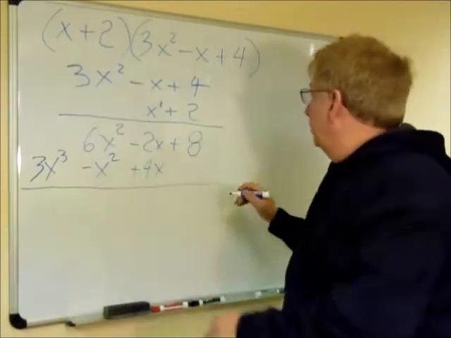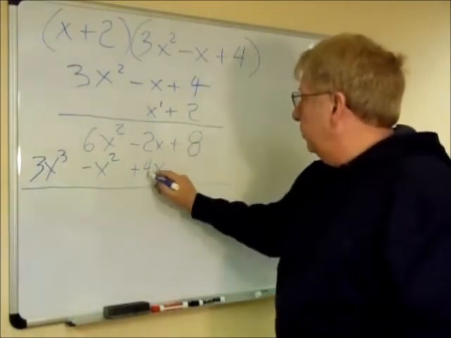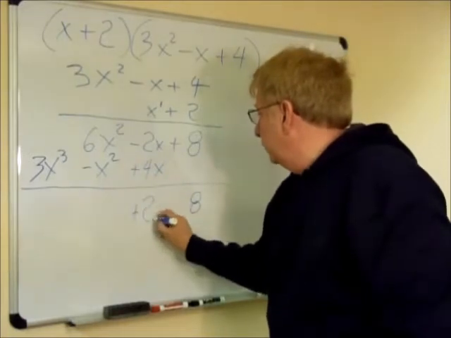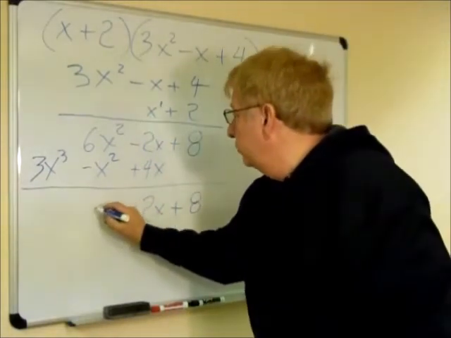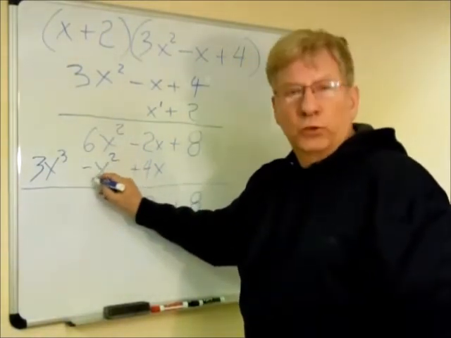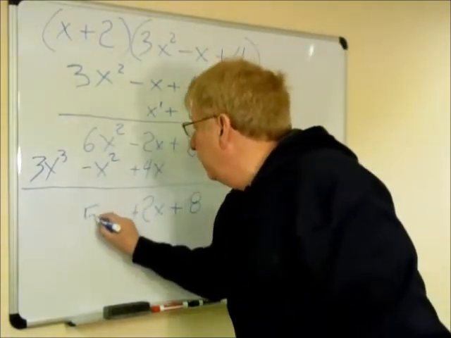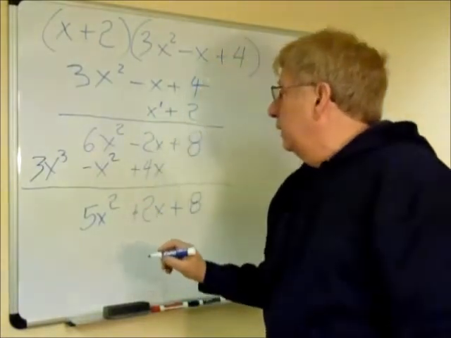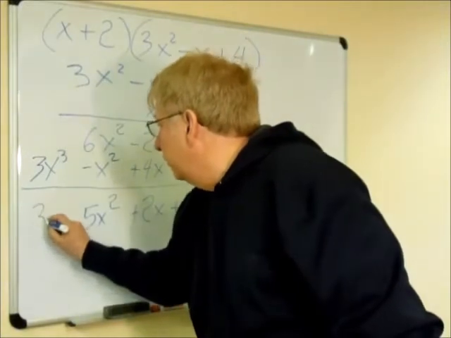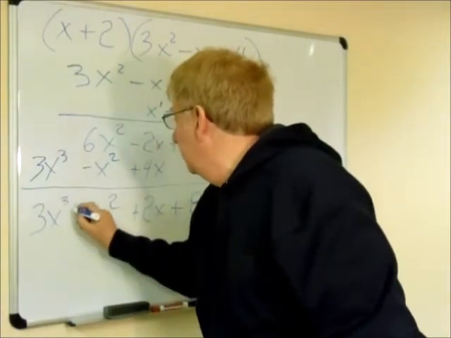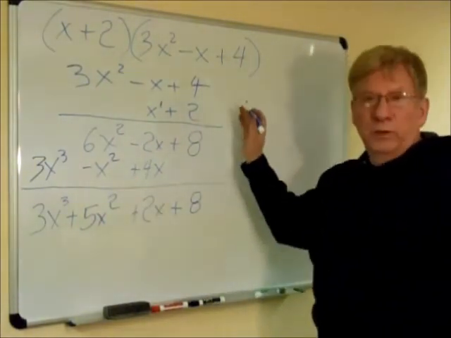And now we just add them up. So we have an 8 down here. We have minus 2x plus 4x, which is plus 2x. We have 6x squared minus x squared; x squared has a coefficient of 1, understood. So 6x squared minus 1x squared gives us 5x squared. And then over here we have a 3x cubed by itself, so it just adds to itself. So 3x cubed. And that's our final answer for multiplying this, using this method.